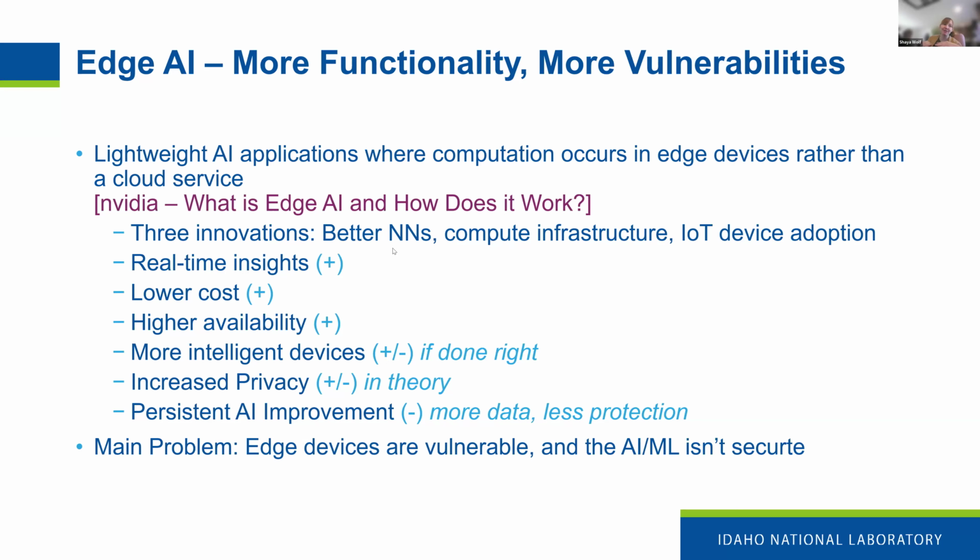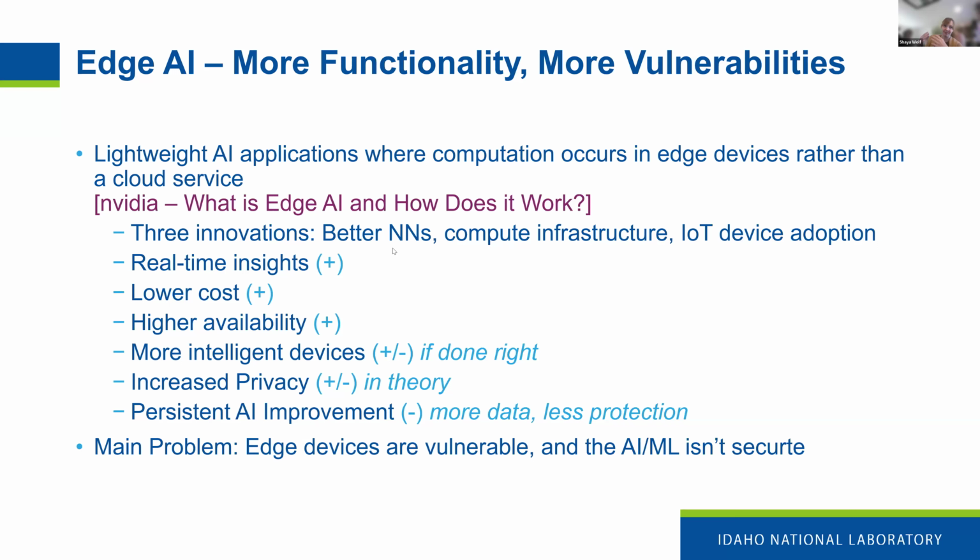The next three are a little bit more contentious. When they say we have more intelligent devices if we embed them with AI, you have more intelligent devices if it's done right. If it's done wrong, you have scary intelligent devices that aren't to be feared, but they're not to be trusted. As far as increasing privacy, in theory, you're increasing privacy because you're not sending your data back to a cloud, but all of that data is sitting in some way, shape, or form on that edge device that remains vulnerable.